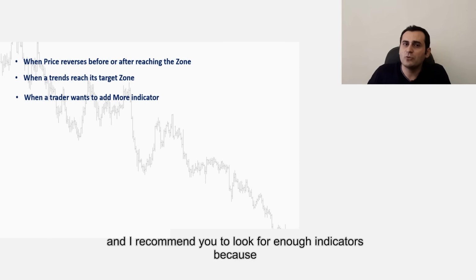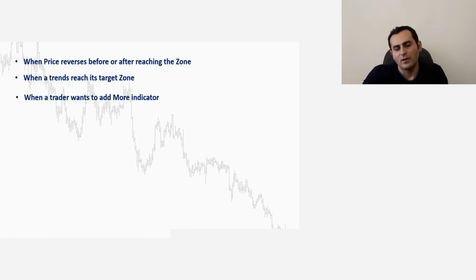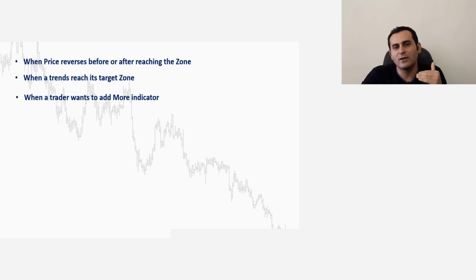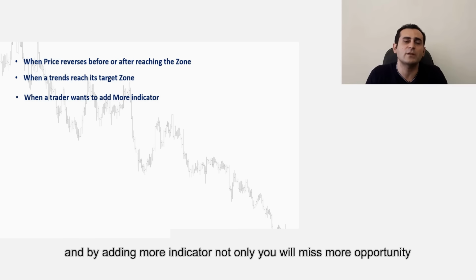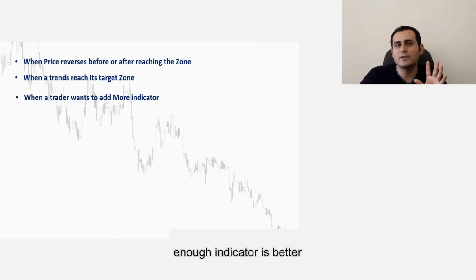And I recommend you to look for enough indicators, because when you put an indicator in your chart, in your strategy, in many cases, in all cases, each indicator makes a filter for you. And by adding more indicators, you lose more opportunities. And not only do you lose more opportunities, but you also make your strategy more complex. So don't do that. Enough indicators is better.